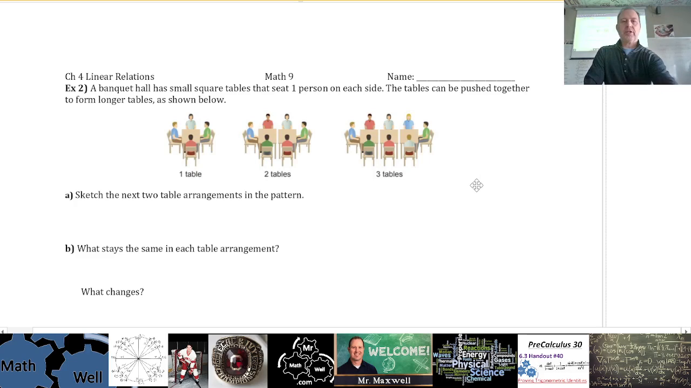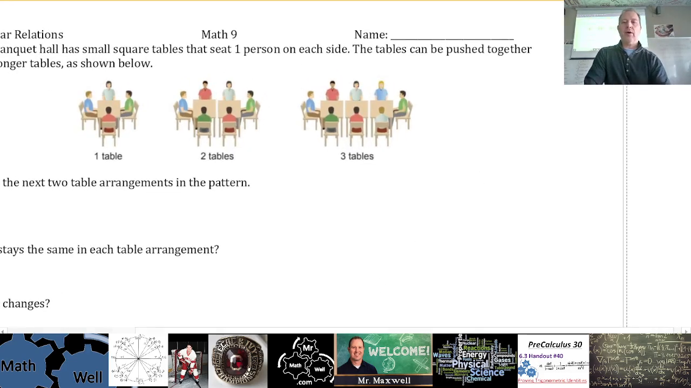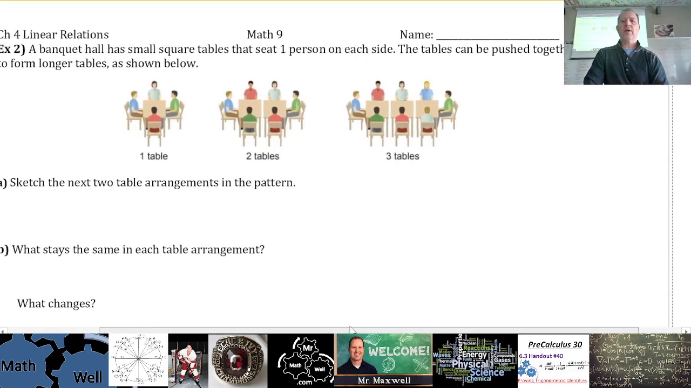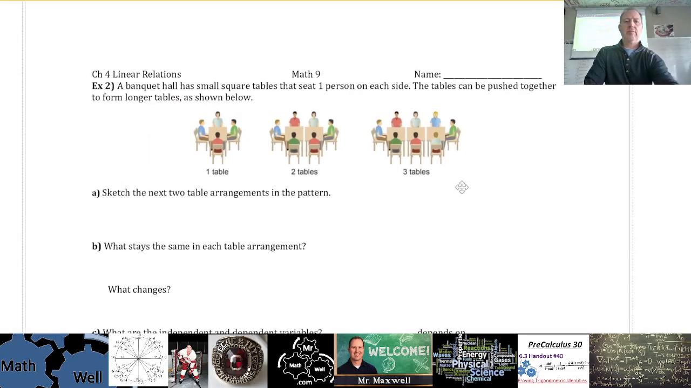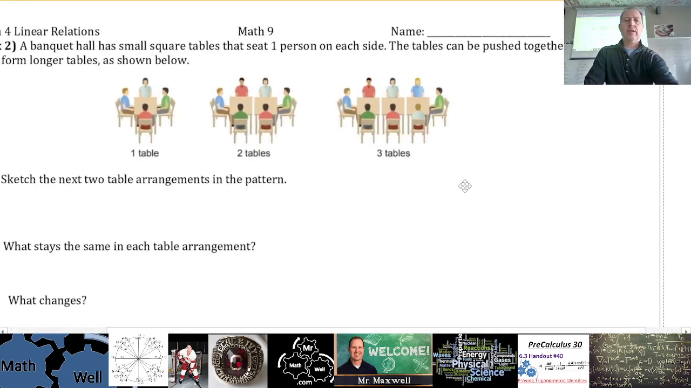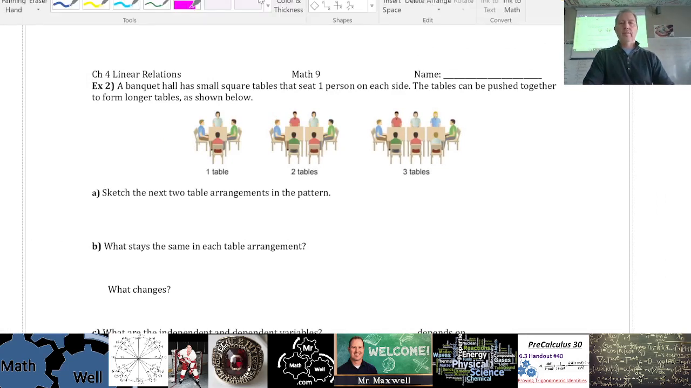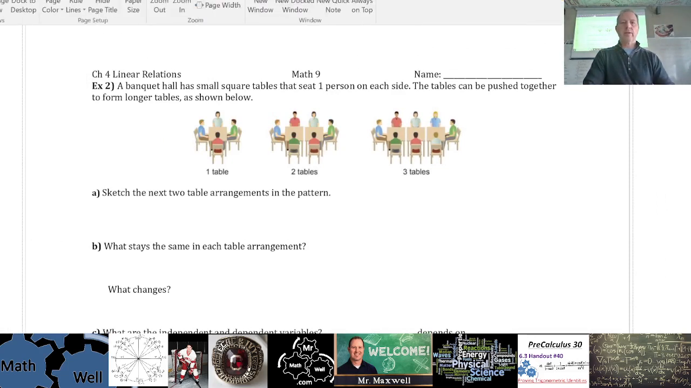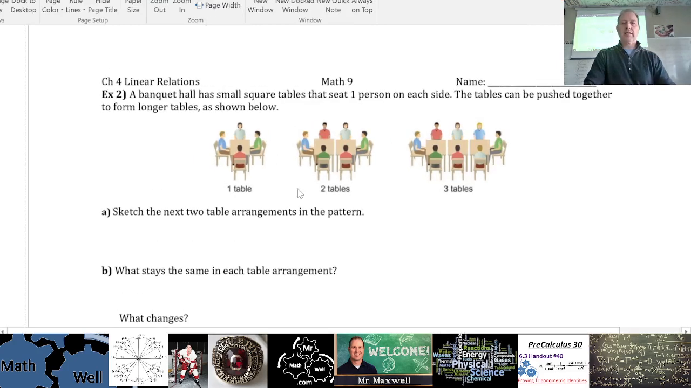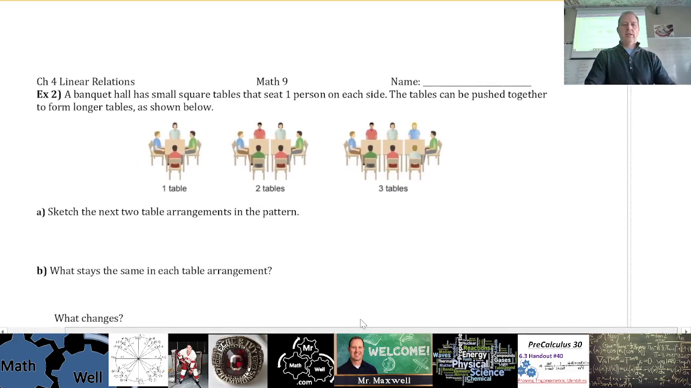So this question talks about a banquet hall. A banquet hall has, give me a second. Try and zoom in appropriately here. View. Okay, let's see if I can do this. 110. Oh, that's good. Just a little bit bigger for you at the back.